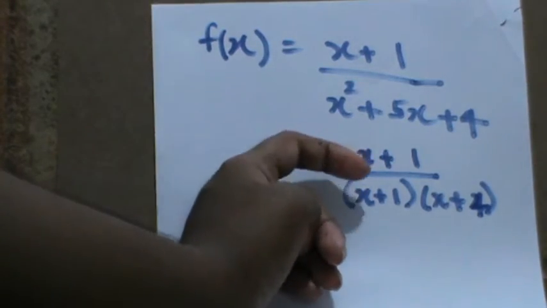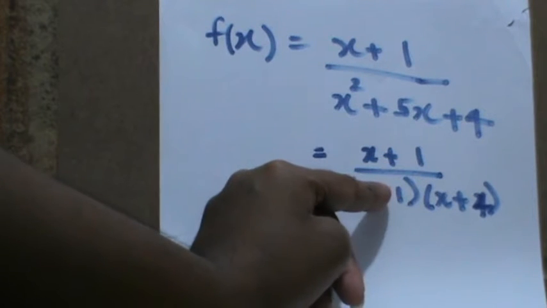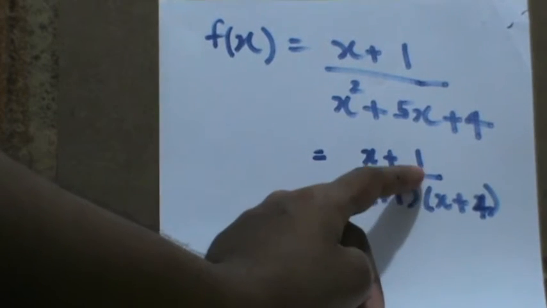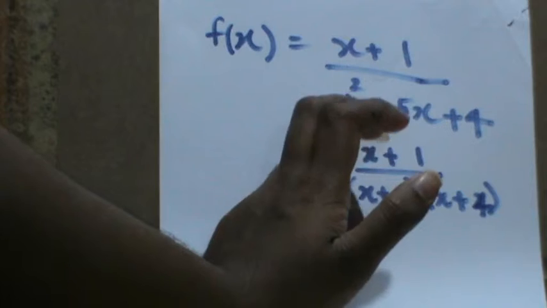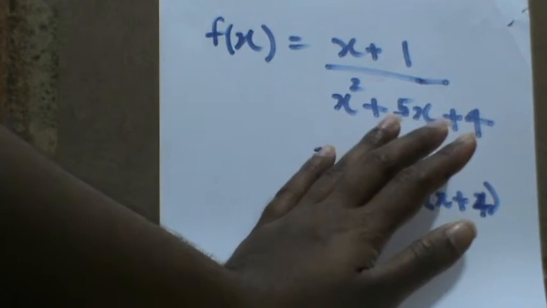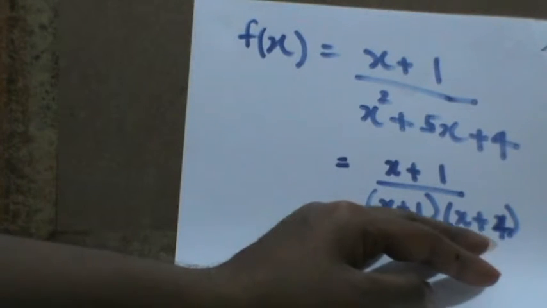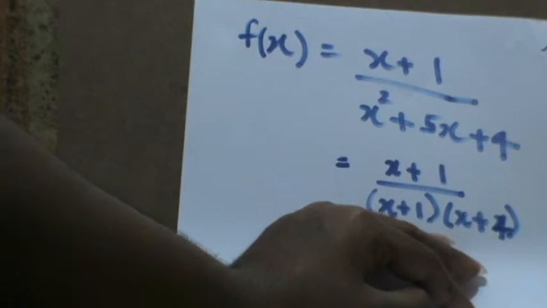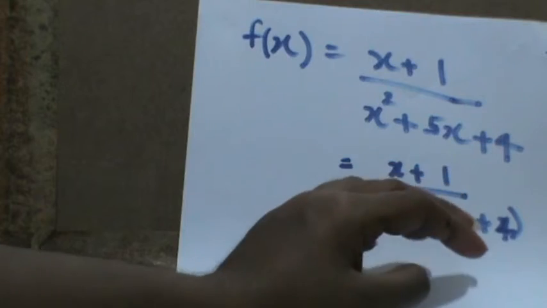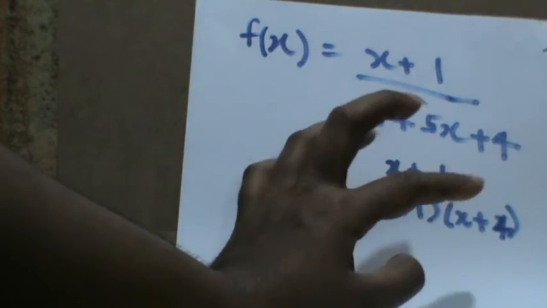Now what actually happens is that you can't cancel this x plus 1 and this x plus 1, because you can't say that this function is defined at x equals minus 1. If you draw a graph for this function, you can say that x is not equal to minus 1, right? So you have to find that. Now let's see what happens.